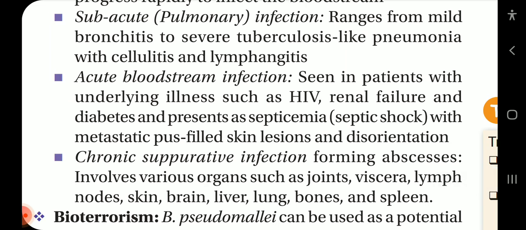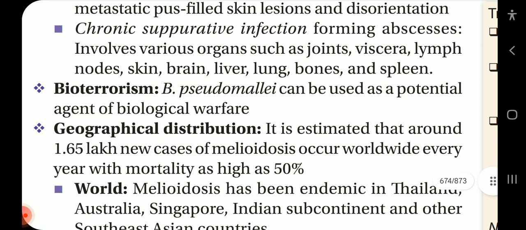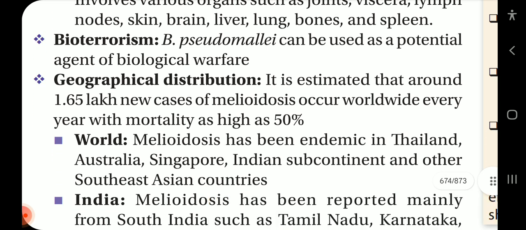Acute bloodstream infection is seen in patients with underlying illness such as HIV, renal failure, and diabetes, and presents as septicemia, septic shock with metastatic pus-filled skin lesions and disorientation. Chronic suppurative infection forms abscesses involving various organs such as joints, viscera, lymph node, skin, brain, liver, lung, bones, and spleen. Bioterrorism. Burkholderia pseudomallei can be used as a potential agent for biological warfare.